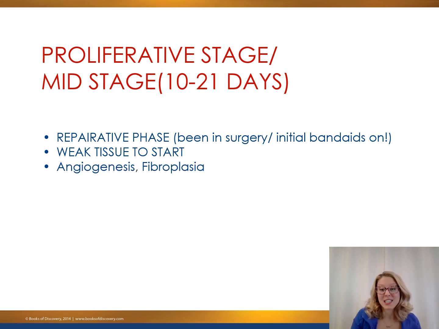This is where we have fancy things happening called angiogenesis, which is just like new blood supply to the area, and fibroplasia, which is just, again, laying down new fibrous tissue. It's weaker, but it's starting to happen.